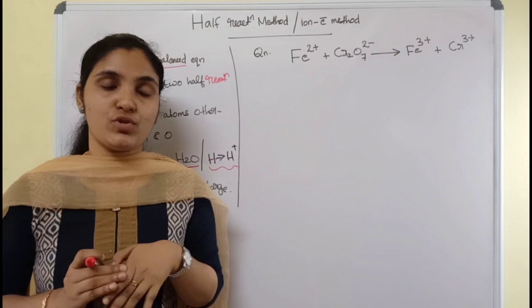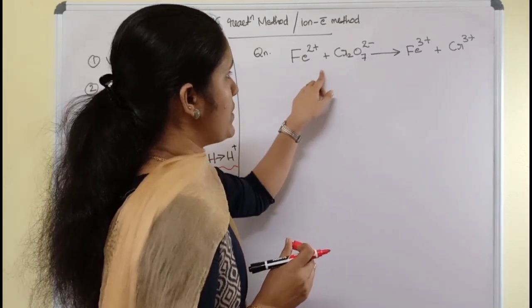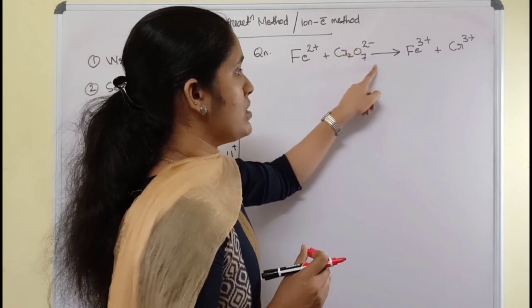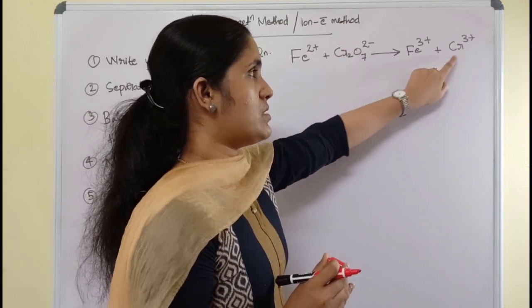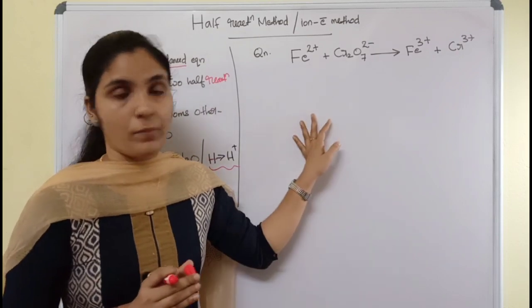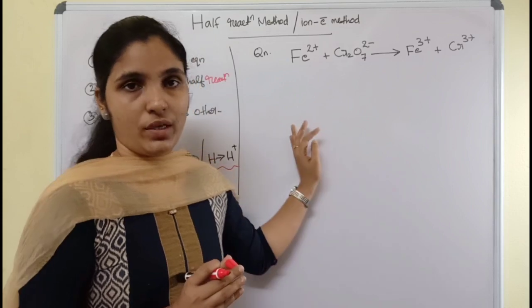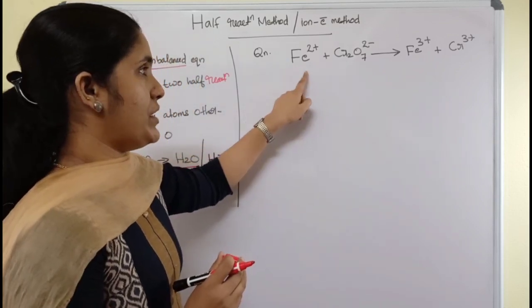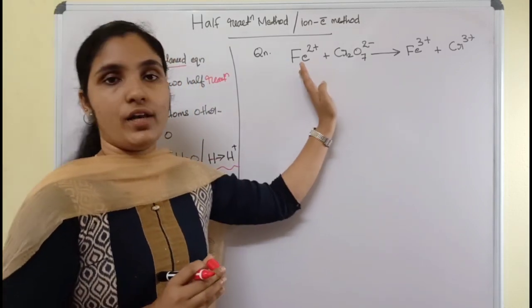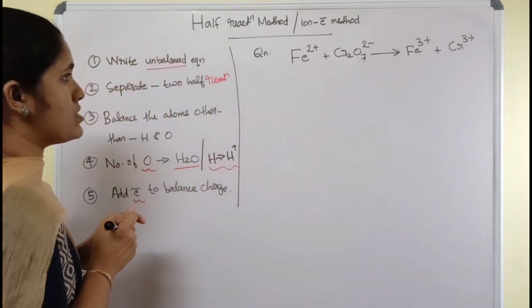And now let's move to a question. The first question is Fe2+ plus Cr2O7 2- gives Fe3+ plus Cr3+. That means the skeletal equation is directly given here, so we should balance this equation using the half reaction method. The first step is to write the skeletal equation, which is clearly given in the question, so no need. Now let's move to the second step.